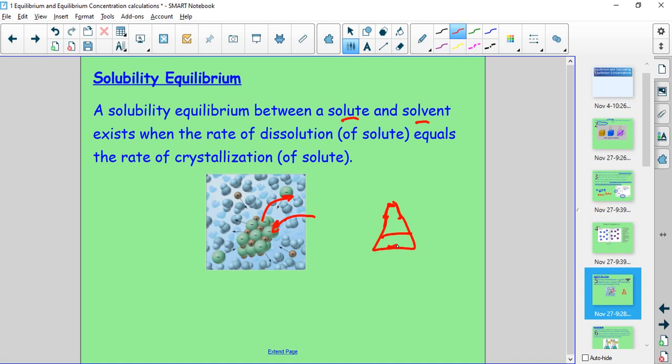What if the solution is supersaturated and there are some crystals that already exist? Well, what's happening in this case is you're getting more crystallization than you are solubilized crystal.